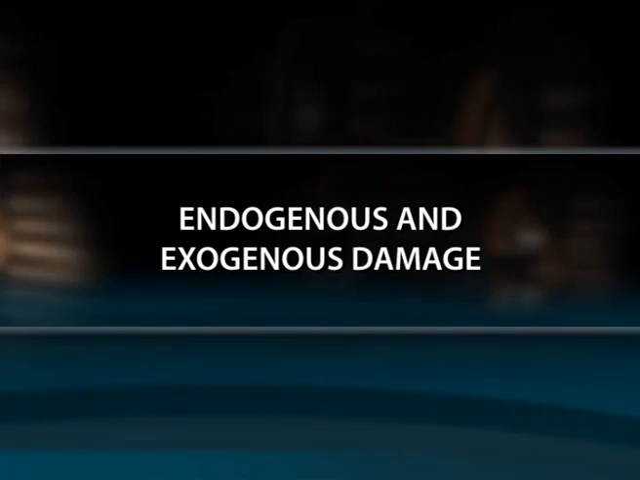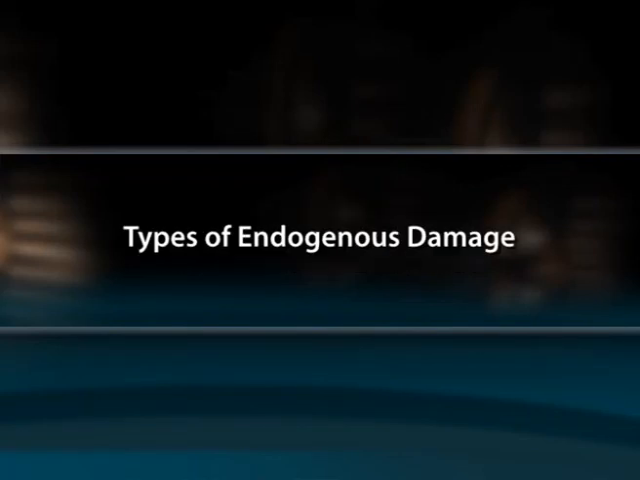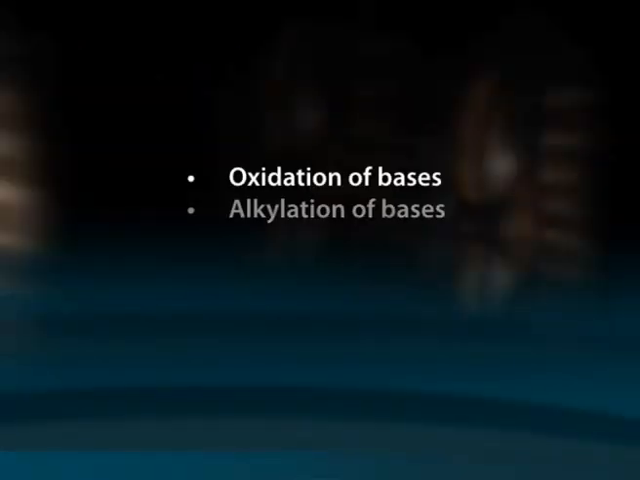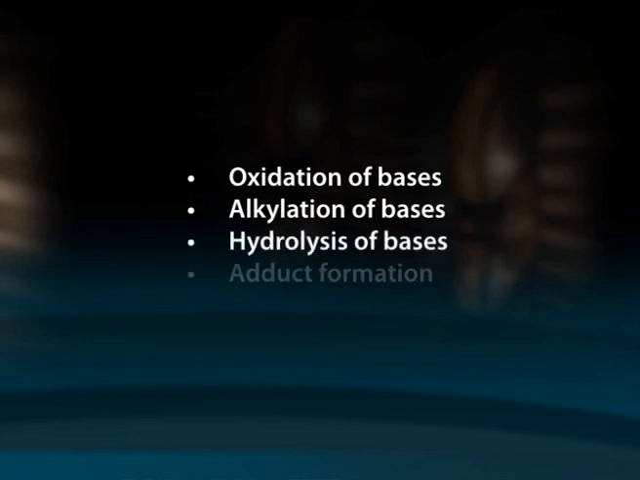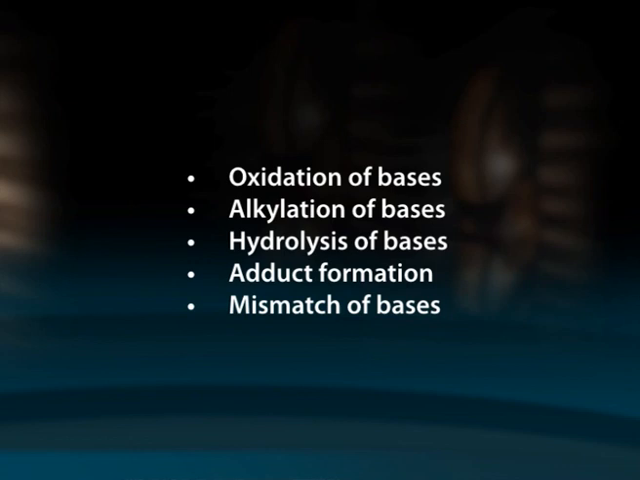Endogenous and exogenous damage. Types of endogenous damage. The various damages caused to DNA due to endogenous cellular process are A. Oxidation of bases, B. Alkylation of bases, C. Hydrolysis of bases, D. Adduct formation, E. Mismatch of bases.